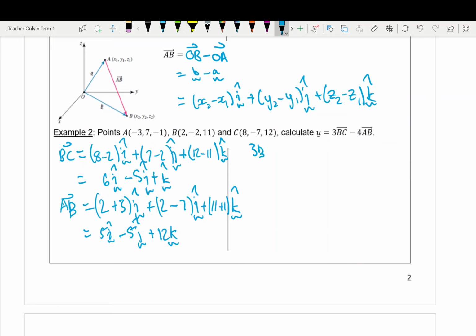that 3bc is equal to 18i minus 15j plus 3k, and 4ab is going to give us 20i minus 20j plus 48k.